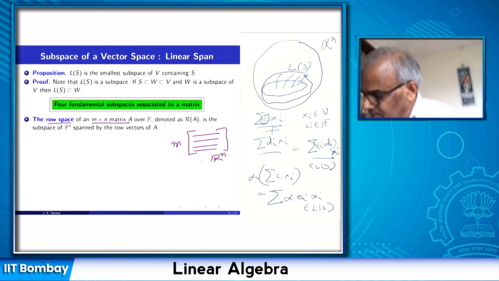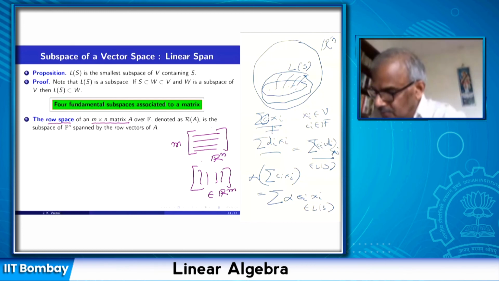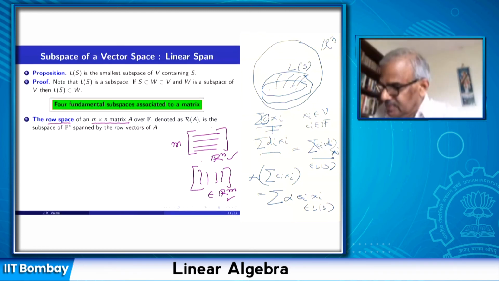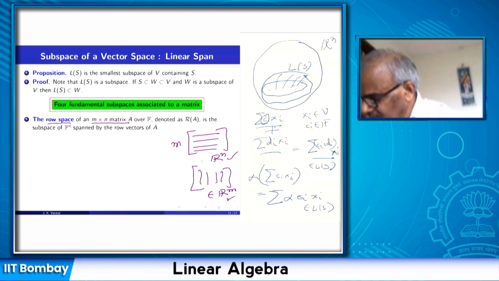And the column vectors of the given matrix live inside Rm. So if I have this M by N matrix, the row vectors live inside Rn, the column vectors live inside Rm. Okay. So take the row vectors. There are M row vectors living inside Rn, and I can take their linear span, and that is called the row space.